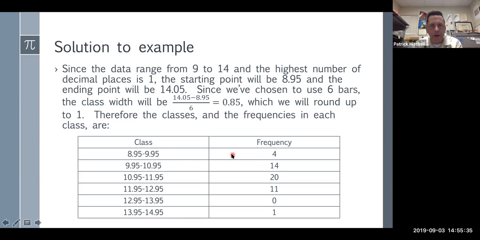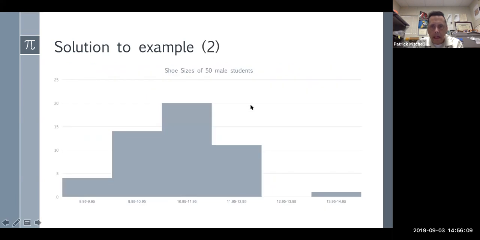So I counted those up on the previous slide, and I believe there were 4 of those. From 9.95 to 10.95, there were 14. 10.95 to 11.95, there were 20, et cetera. Interestingly, nobody was a size 13 or 13 and a half. So that class has frequency 0. And there was 1 person who was a size 14. Okay, so you draw the histogram and it ends up looking something like this.